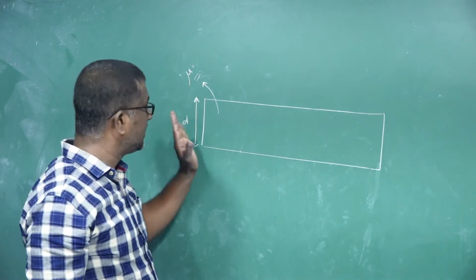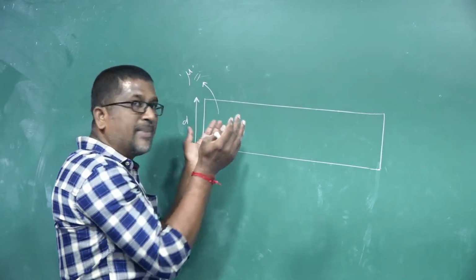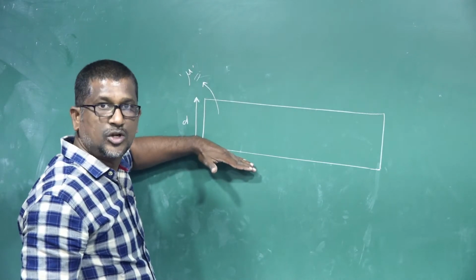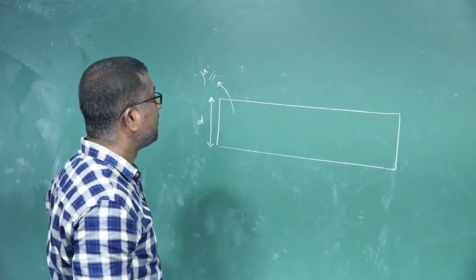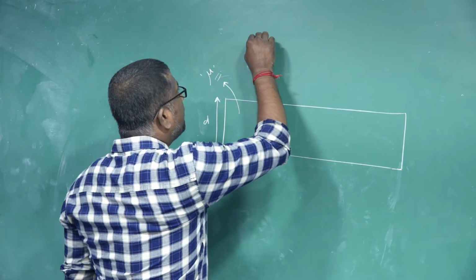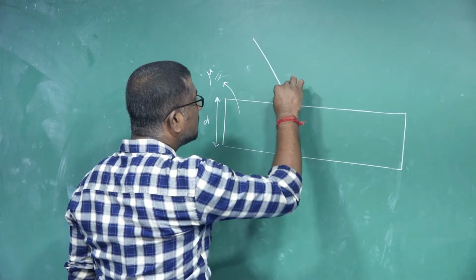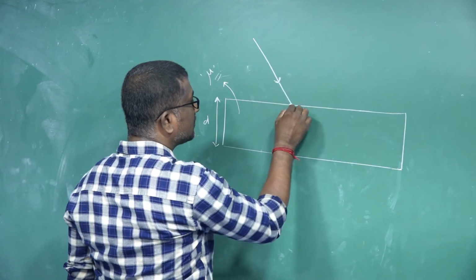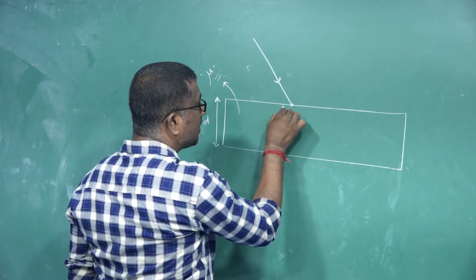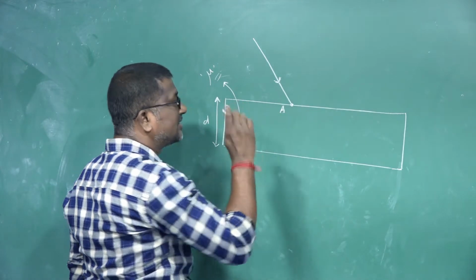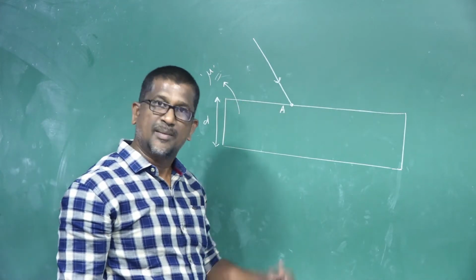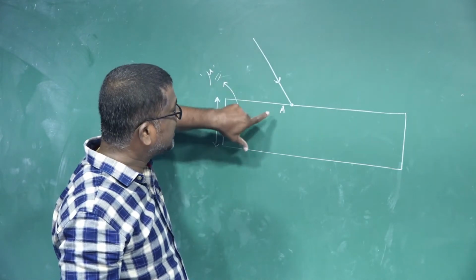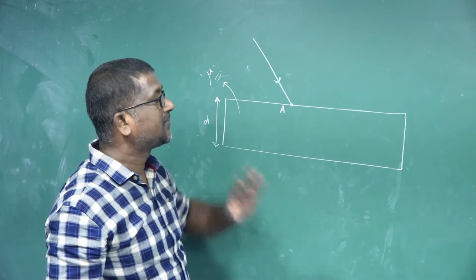This film is bounded by two surfaces, a top surface and a bottom surface. Now, a beam of light is incident on this thin film at a point A on its top surface.